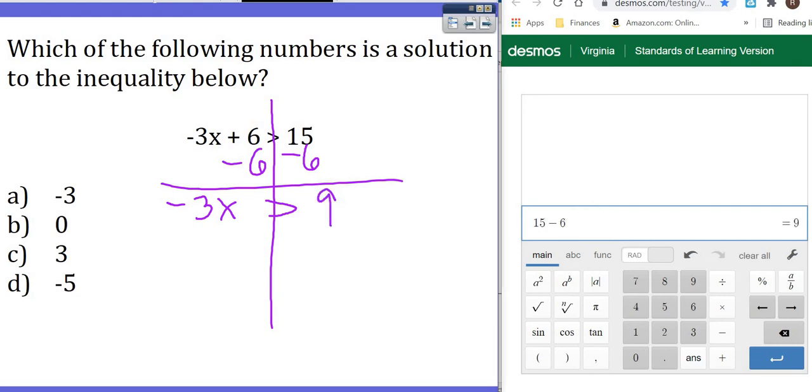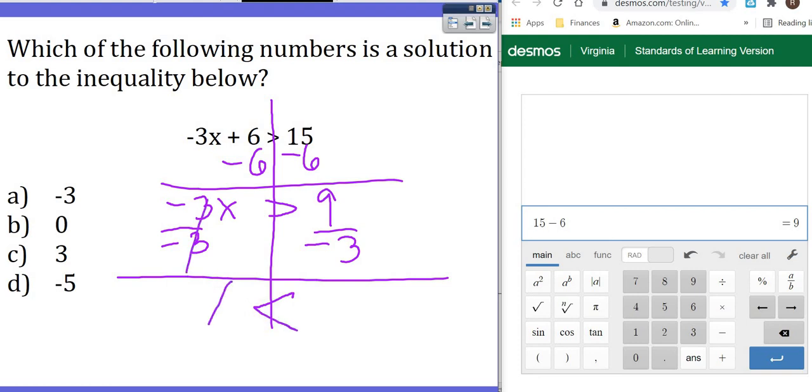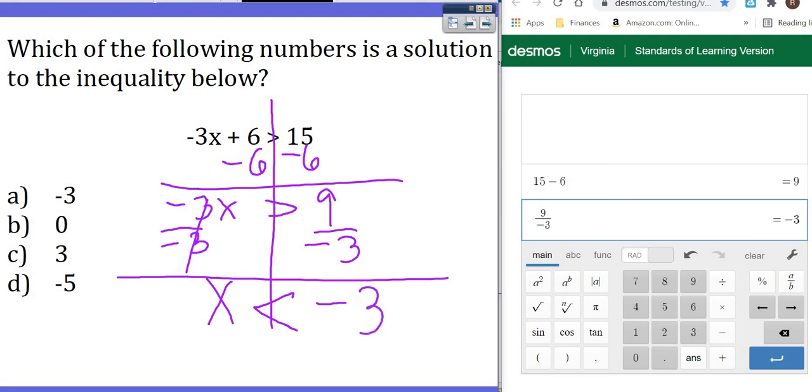So now we look at this. It's negative 3x, which is multiplication. To undo multiplication, we're going to have to divide, and we're dividing by a negative, which means our inequality symbol has to flip. x is now less than, and then we're going to go to our calculator. 9 divided by a negative 3 is negative 3.